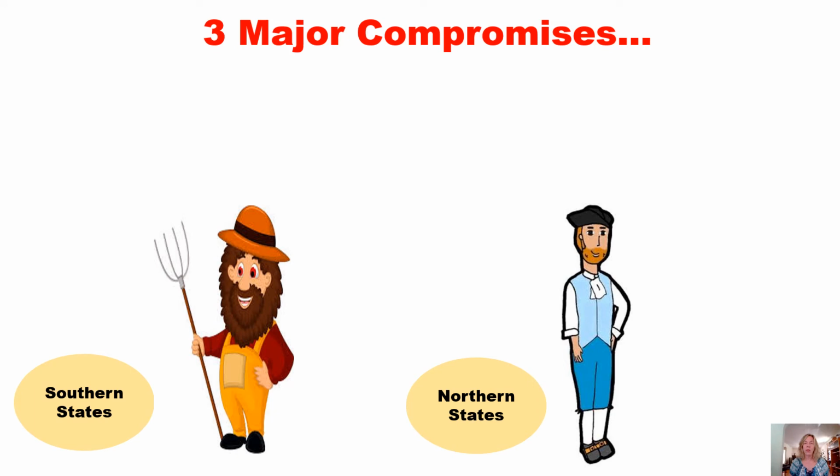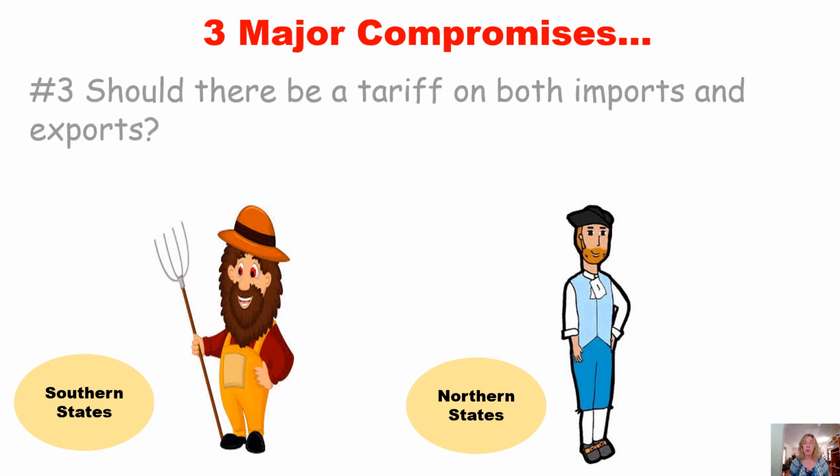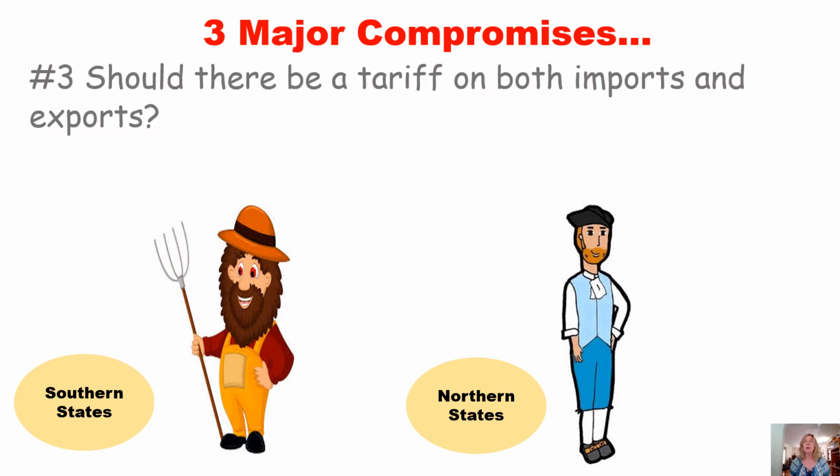Third and final issue that we're going to cover is based on trade, questions of trade. So the question was, should there be a tariff on both imports and exports? Just as a reminder, a tariff is a tax. It's a type of tax. Imports are goods that come into the country from other places, and exports are products that are sent out of our country to be sold elsewhere.